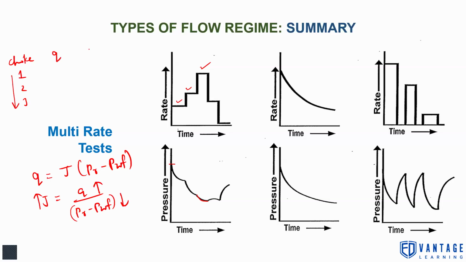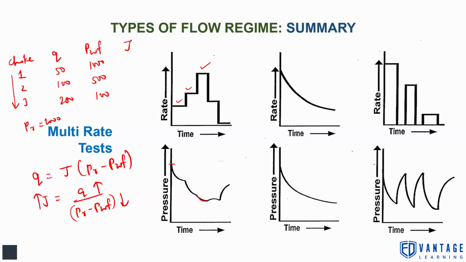So we have Q here and we have PWF here. As choke size increases, your Q will increase. Obviously, let us take 50, 100, and 200 maybe. And let's take PWF. As Q increases, PWF will decrease because we are giving more drawdown. Let's take PWF as 1000 first, then 500, then 100. And let's assume that PR is 2000 psi.